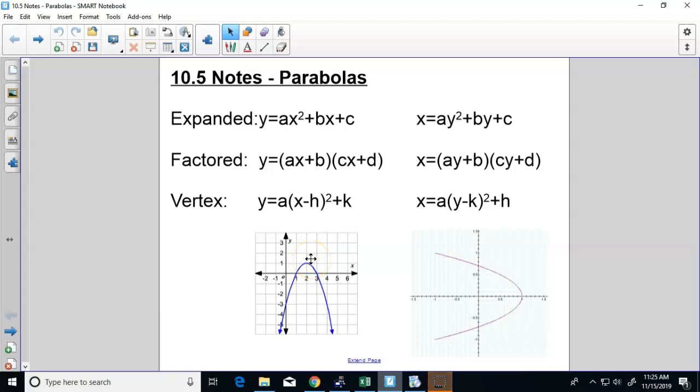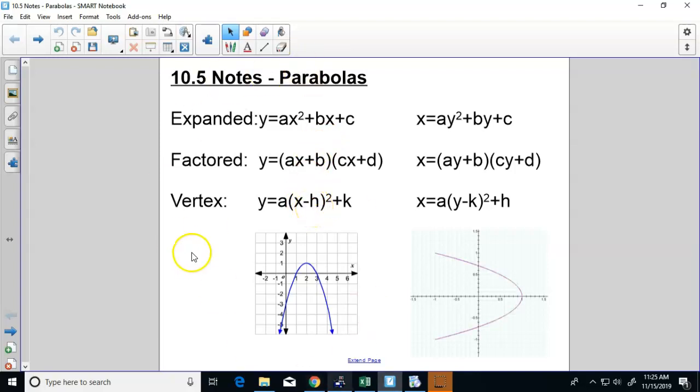Parabolas, you start them in Math 1. You've been doing them in every class that you've had probably since. You've looked at parabolas a lot of different ways. Maybe expanded form, like your y equals ax squared plus bx plus c. That's used for quadratic formula a lot. We've factored them. We have probably looked at them in vertex form. I think that we do that in Math 2.